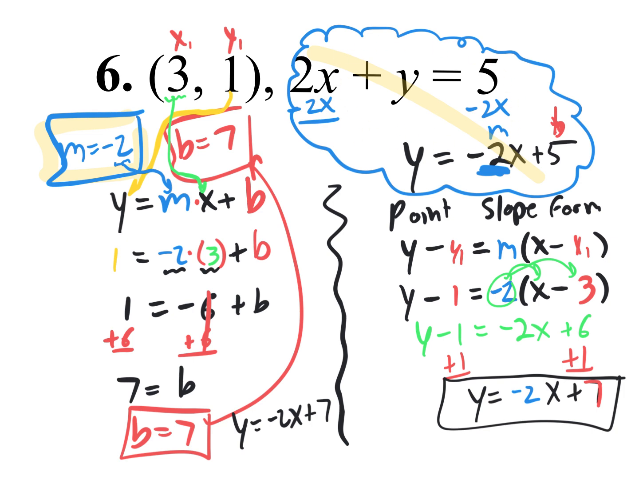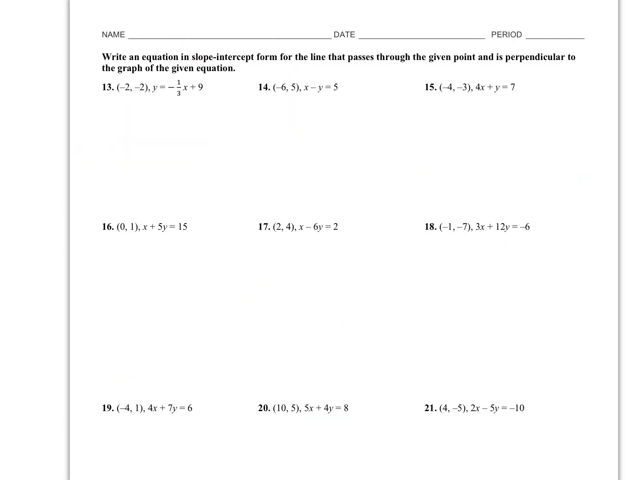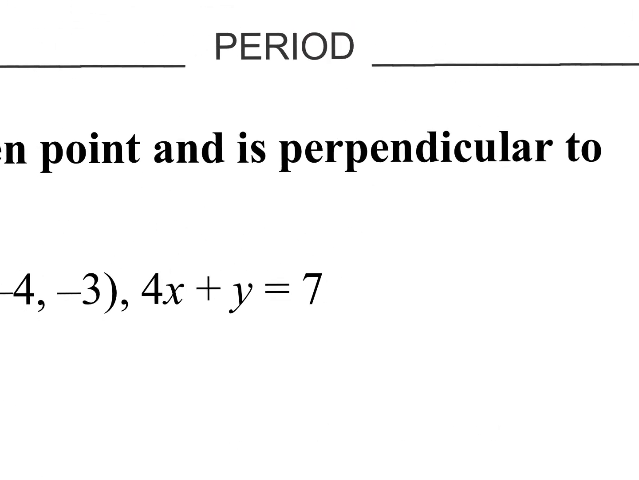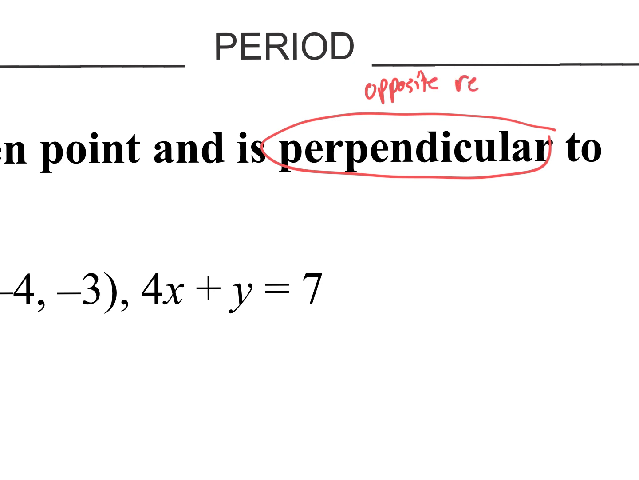The back side of this worksheet, if you flip it over, you have the same instructions: write an equation in slope-intercept form, y equals mx plus b, that passes through the given point and is perpendicular to the given line. So perpendicular is not same slope. Perpendicular is opposite reciprocal slope. What the heck does that mean?